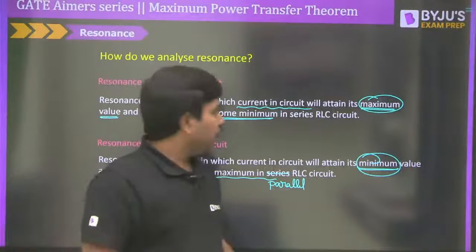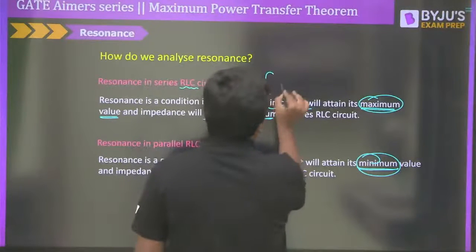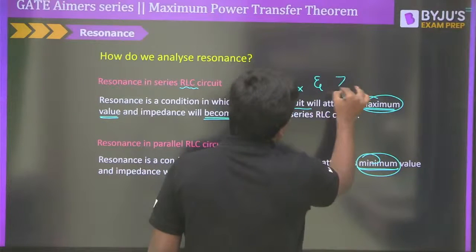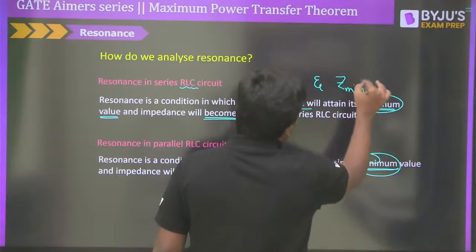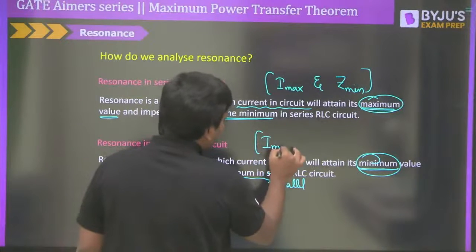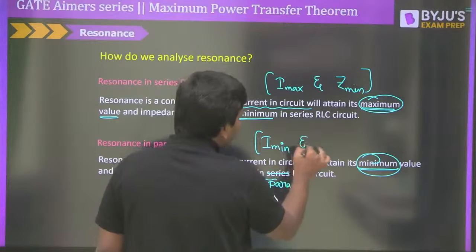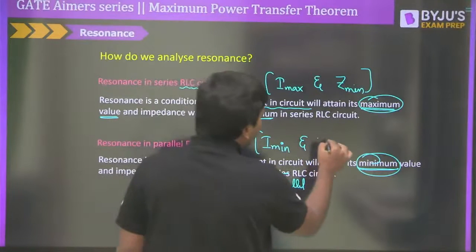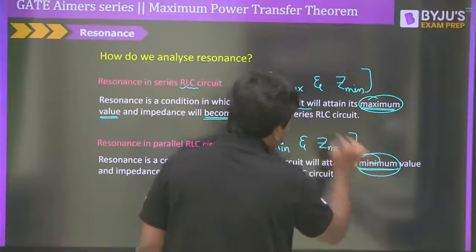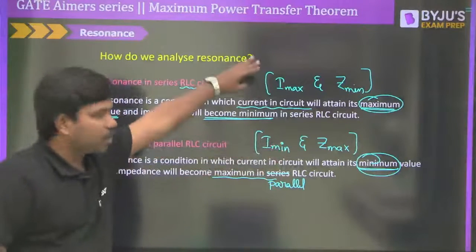Is it clear? Here the current will become maximum because the impedance will be minimum. Clear? And here you must understand that current is actually minimum either because the admittance is minimum or the impedance is maximum. Clear? So this is exactly the opposite.